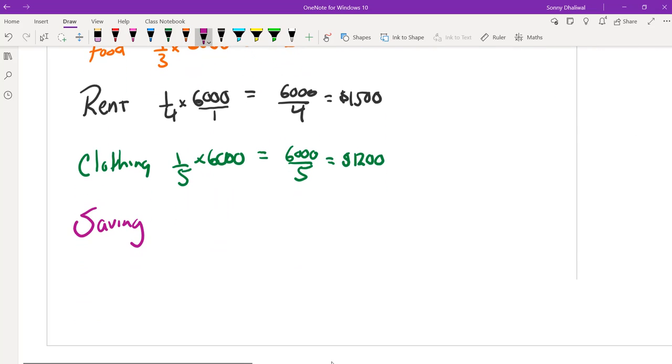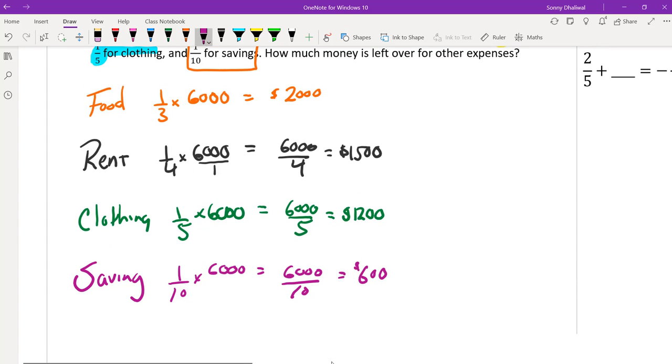So, okay, a tenth goes towards savings. So, 1/10 of $6,000. Multiply the tops together, multiply the bottoms together. We end up with 6,000 over 10. So, 6,000 divided by 10, $600. All right. So, how much money have they spent altogether? So, you add up all those numbers. Add them up. What do we get?